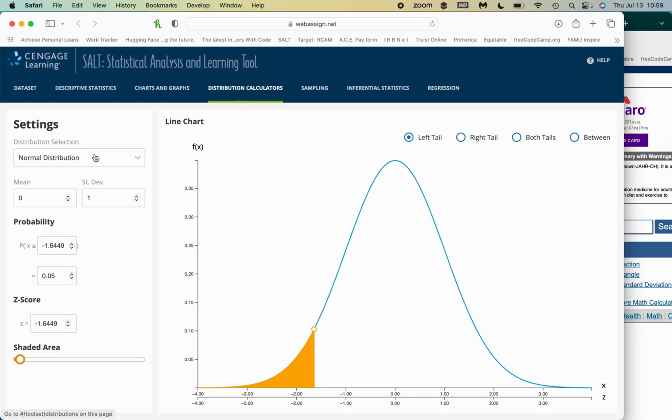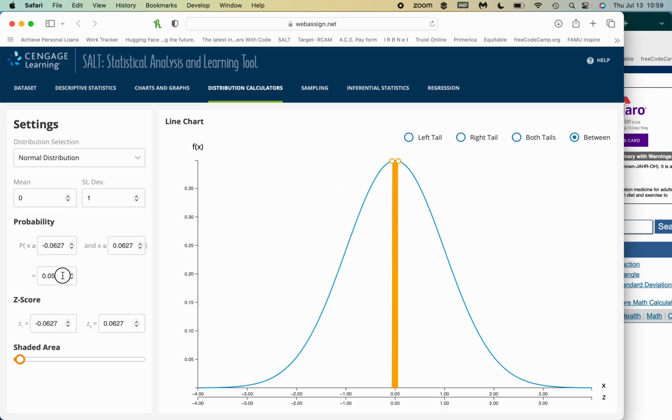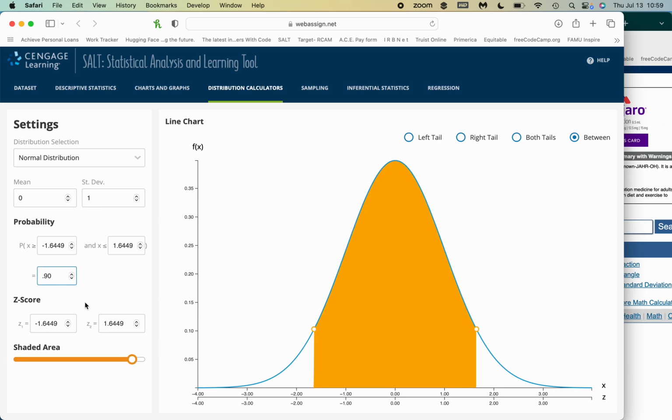If you go to distribution calculators, normal distribution, you put in your mean and standard deviation, 0 and 1, and you put in between, and you put in the 90% confidence interval, 0.9. That will give you the Z critical value.